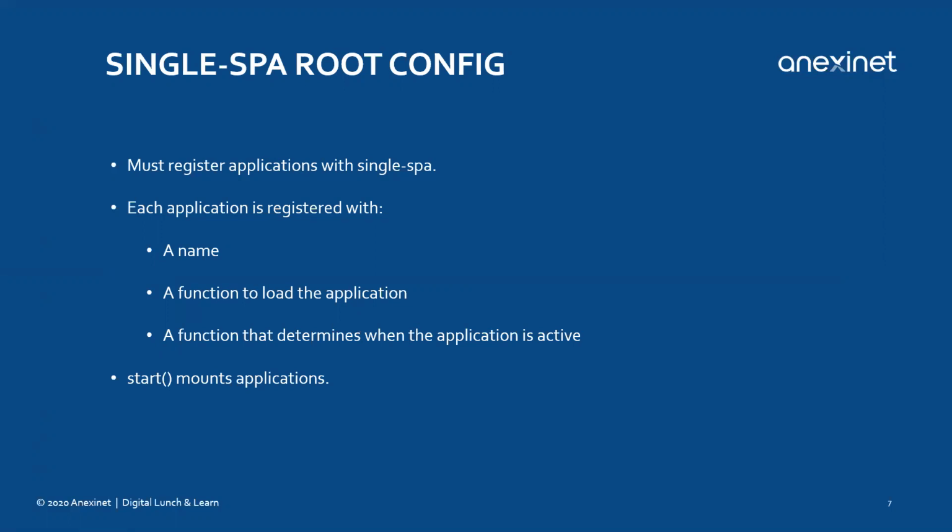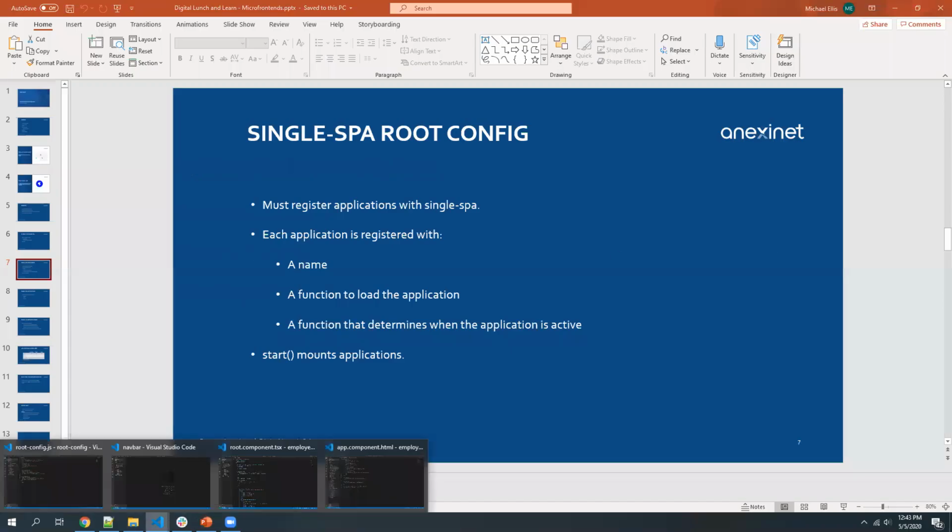Additionally, there's a start function. So the start API needs to be called by the root config in order for applications to actually be mounted. So before you call start, the applications will be loaded, but they won't be bootstrapped or mounted or unmounted. So let's actually look at the root config here.